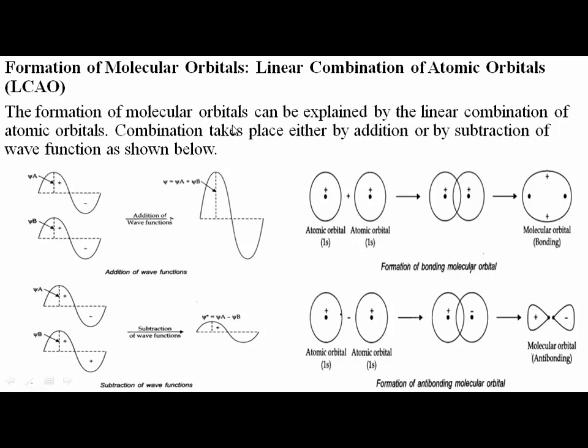Okay, so this is explained by the LCAO concept, linear combination of atomic orbitals. The formation of molecular orbitals can be explained by the linear combination of atomic orbitals. Combination takes place either by addition or subtraction of wave functions. Now we know that in Schrodinger's wave equation, we used to denote what? We used to denote the wave function.